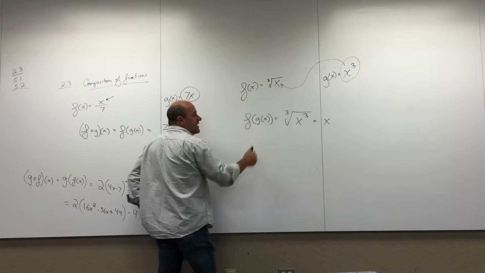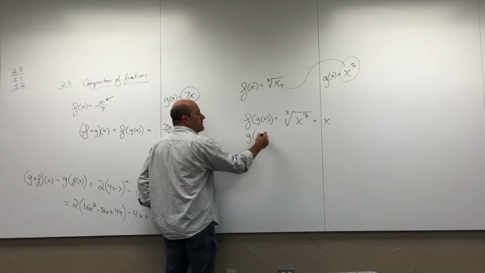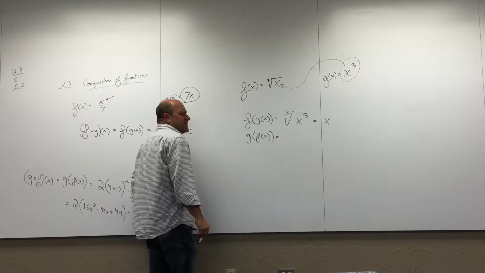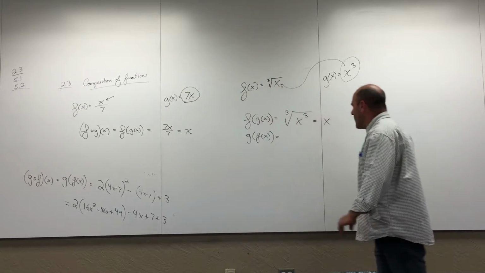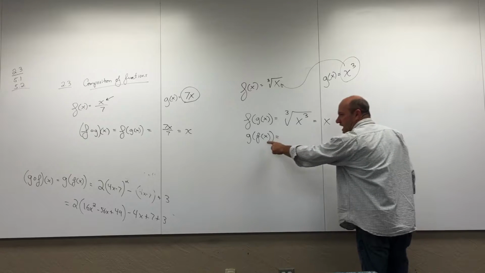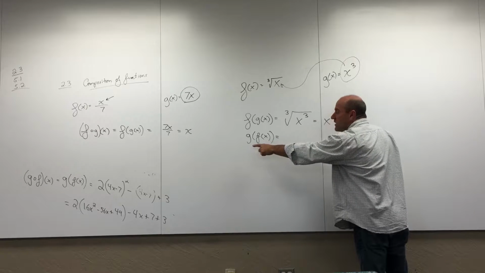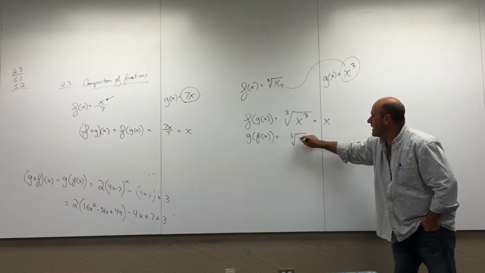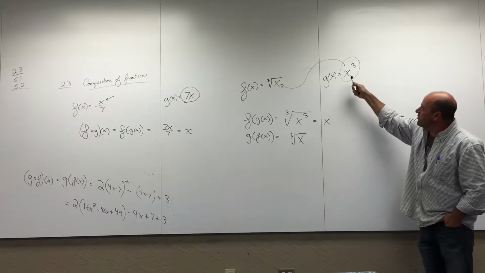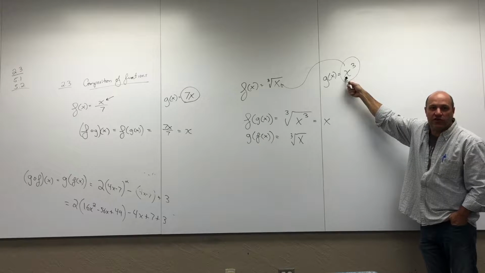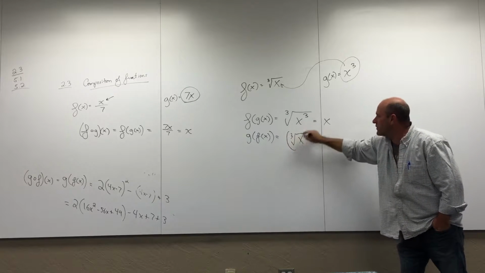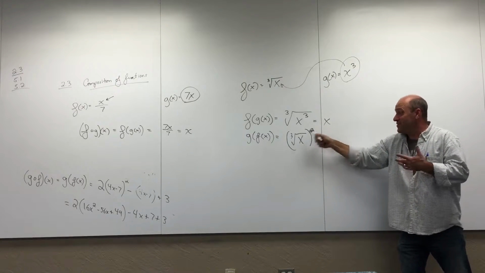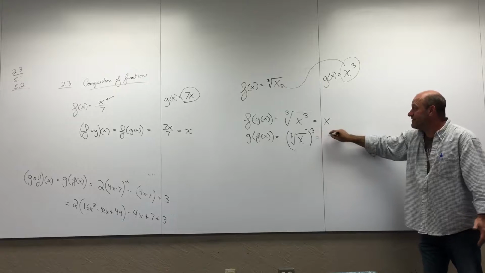It works the other way too. I did f of g of x. What if I did g of f of x? What's the difference? Now I'm plugging f into g, which means I'm taking that cube root function and plugging it in here for x, and I'm going to cube it. Well, cubing a cube root cancels out, and you get x.